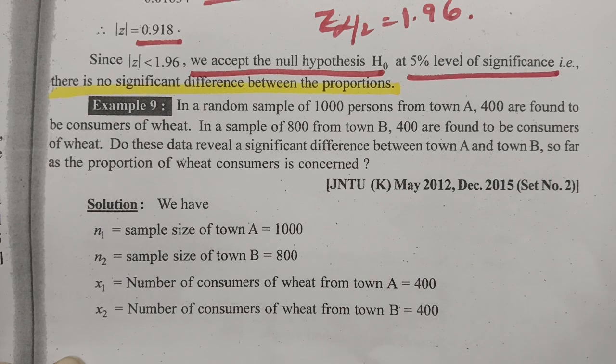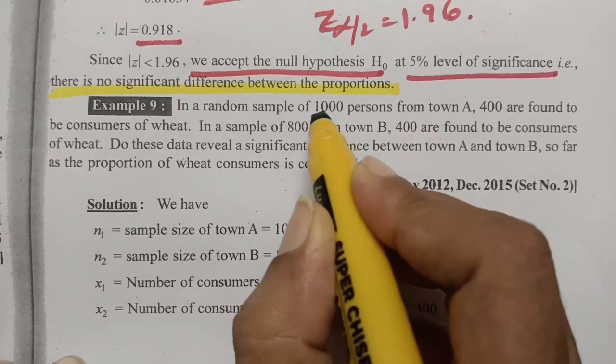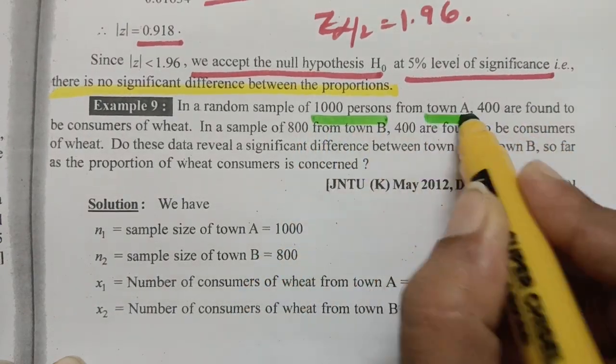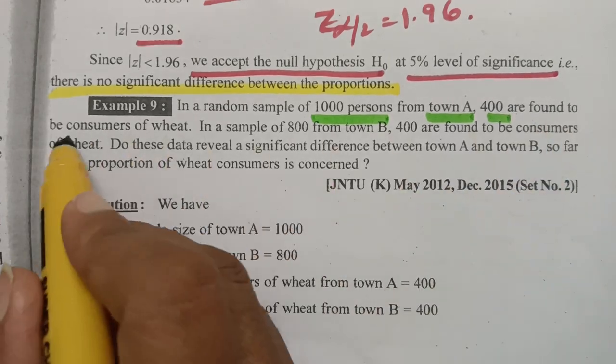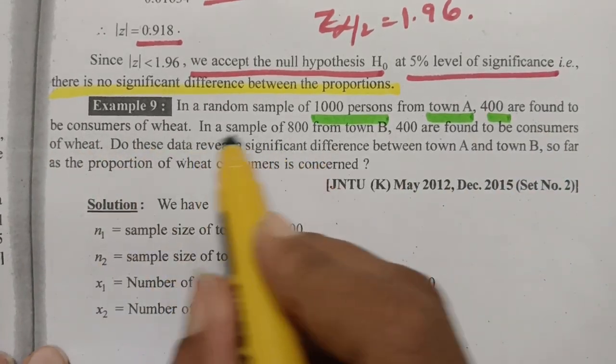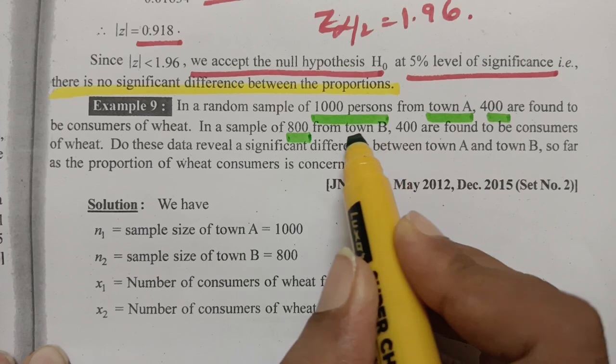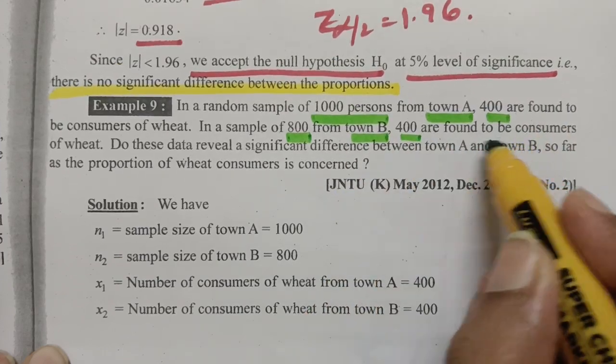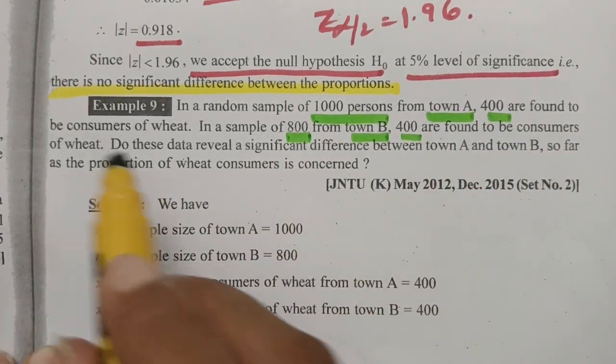And today's topic is test of hypothesis. This is the fourth method, that is test of significance of difference of proportions. I have already taught you from example 1 to 8, and in today's video I'm going to solve from example 9. See here, in a random sample of 1000 persons from town A, 400 are found to be the consumers of wheat, and in the sample of 800 from town B, 400 are found to be the consumers of wheat.